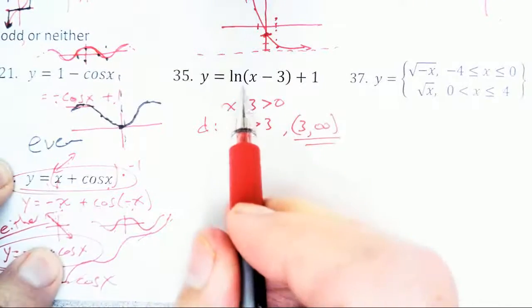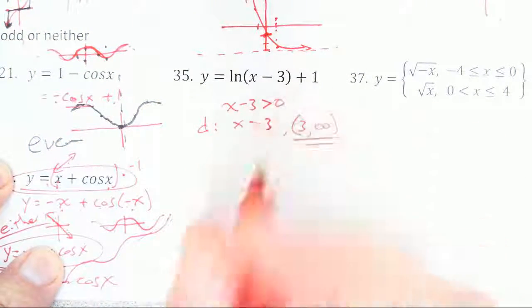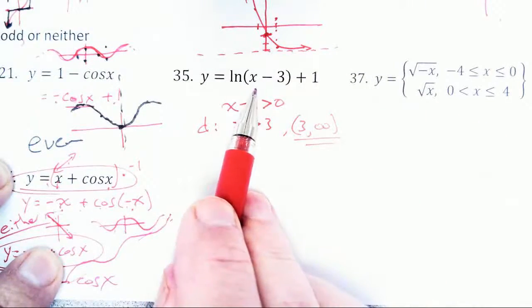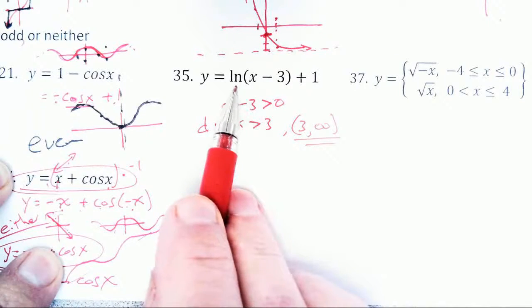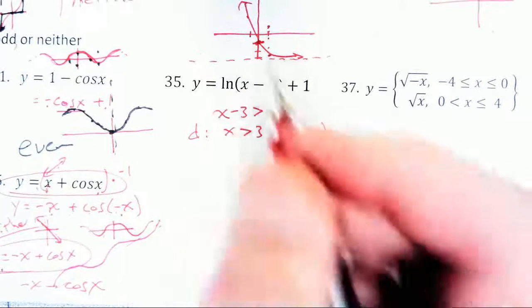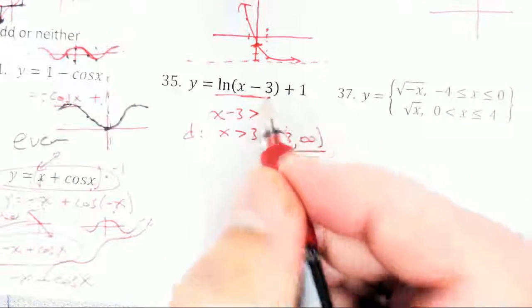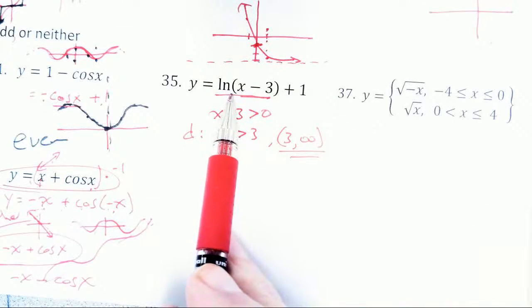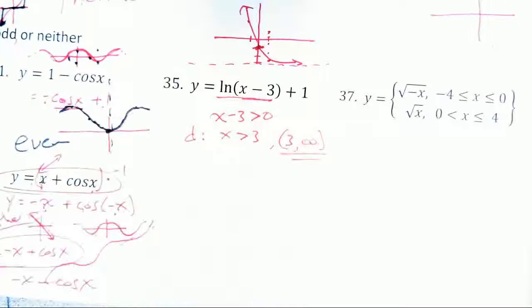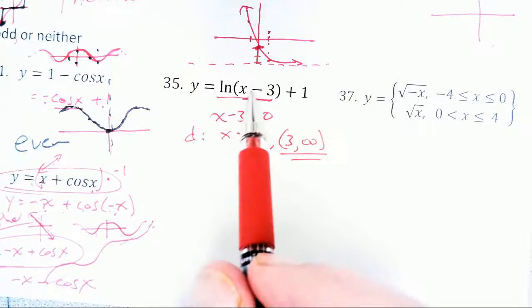Okay, range. What is the biggest or smallest value that's going to come out of ln? Well, can ln be a negative? ln of x minus 3 is the exponent that turns e into x minus 3. So this is an exponent. Can I have negative exponents? Yeah, this can go up and down forever.